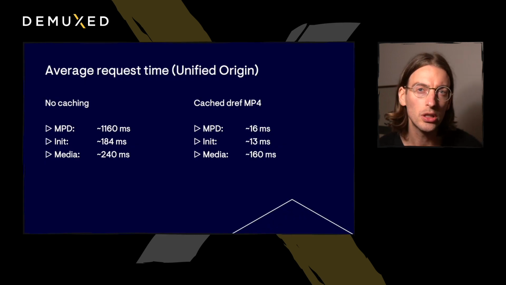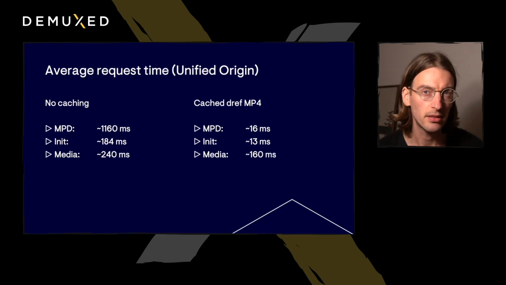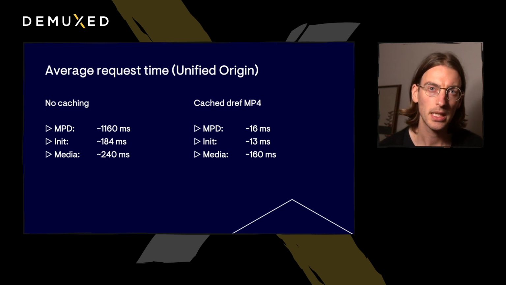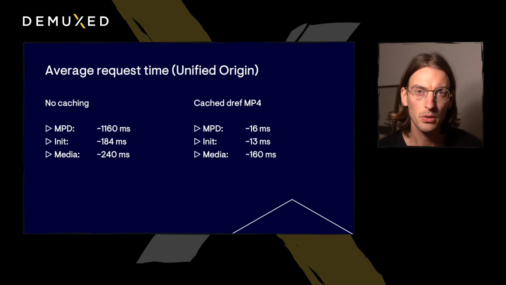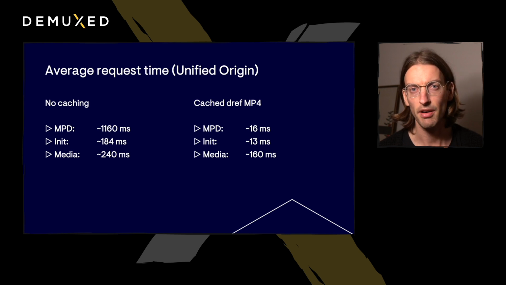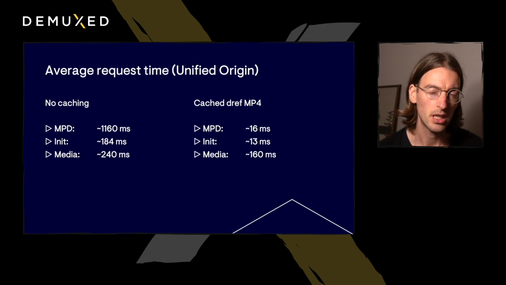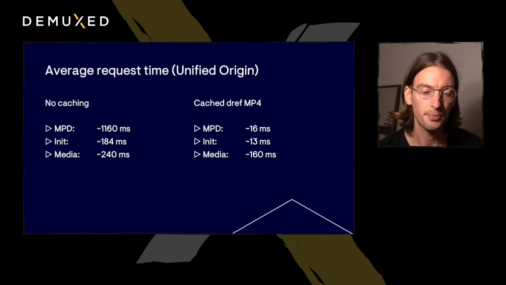Okay, let's take a look at how much benefit this approach will actually bring you. I ran a couple of tests in AWS. I had one setup with caching and one without. The one with caching, I had the dref MP4s locally cached on the origin to simplify the whole setup. So the differences here are a little bit more dramatic, but still informative, I believe.